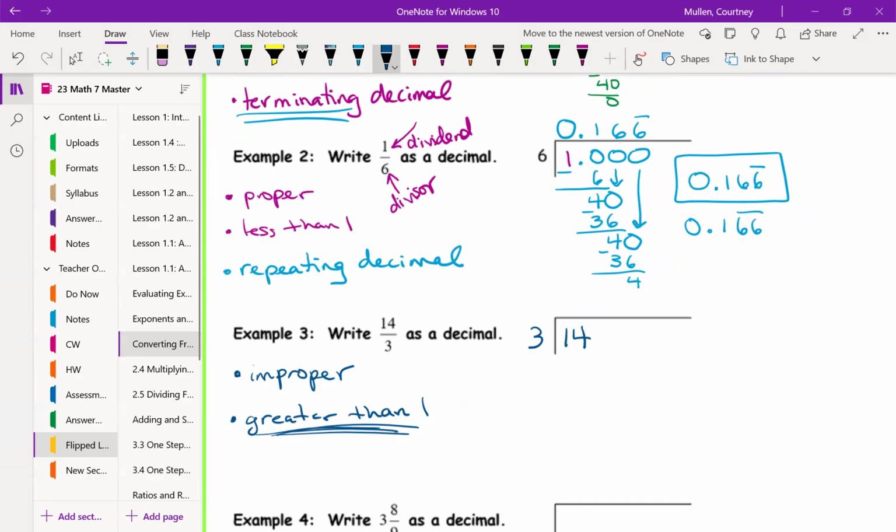3 into 14, how many times does that go in? 4. Multiply and subtract. Decimal in the dividend, decimal in the quotient. 3 into 20 goes 6 times. Multiply, subtract. Since there's still a remainder, we need to keep going. 3 into 20 again, 6.